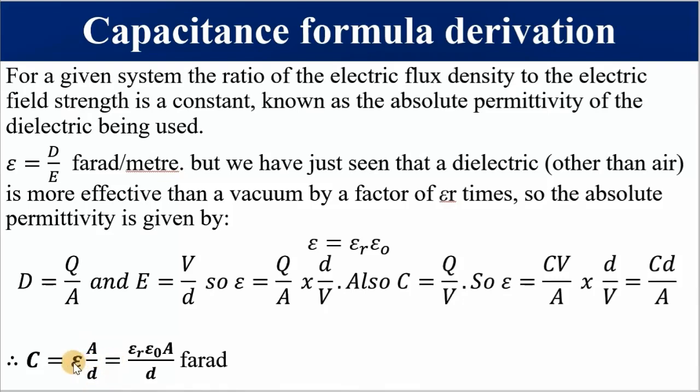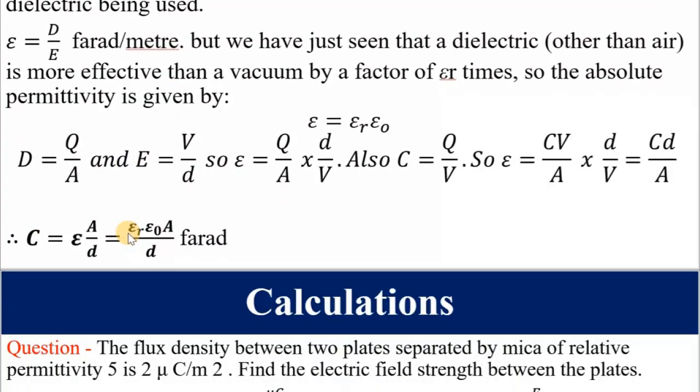But we know that epsilon is equal to epsilon R times epsilon naught. So the formula for capacitance is equal to epsilon R epsilon naught times the cross-sectional area divided by D, and the unit is farad. This is what you must know. This is what you must know, guys. I said before, electrical engineering technology has a lot of formulas which you must know by heart. So we've derived the formula for calculating capacitance.